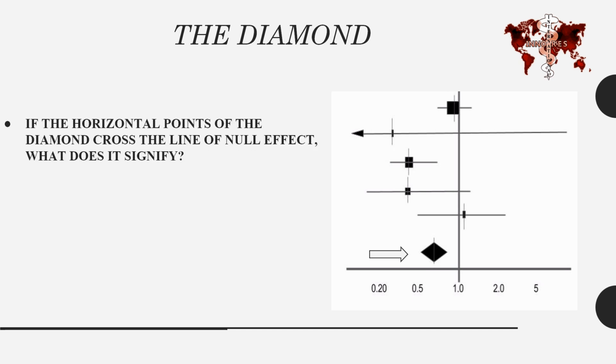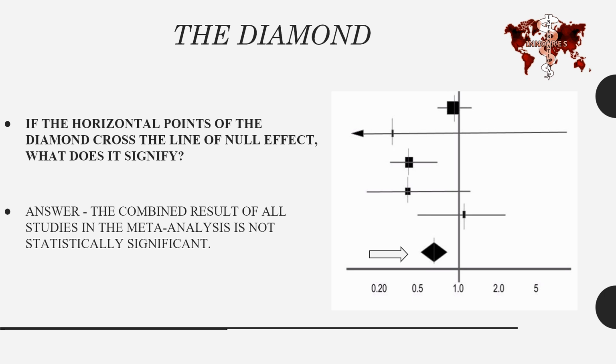Now, if the horizontal points of a diamond cross the line of null effect, what does it signify? Correct. If the horizontal points of a diamond cross the line of null effect, it means that the combined result of all the studies in the meta-analysis is not statistically significant.